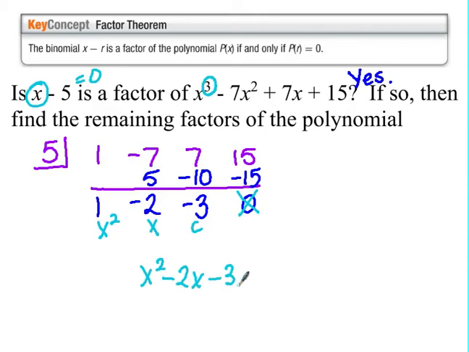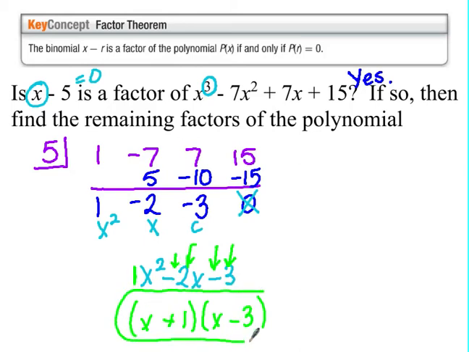Now I want to find the remaining factors. To find the remaining factors, we are going to factor this. Okay, so this is a 1, right? Remember how I start? What will be the first in each of these? X. Okay. 2 factors of 3 that differ by 2. What are they? 1 and 3. How do you get a negative 2 from 1 and 3? Positive 1, negative 3. Those are your 2 remaining factors.